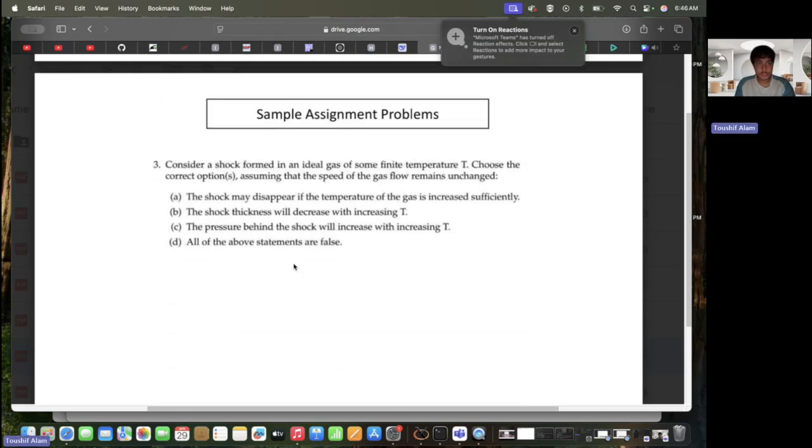Moving on to the next question. Question: a shock is formed in an ideal gas of some finite temperature T. Choose the correct option, assuming that the speed of the gas flow remains unchanged.